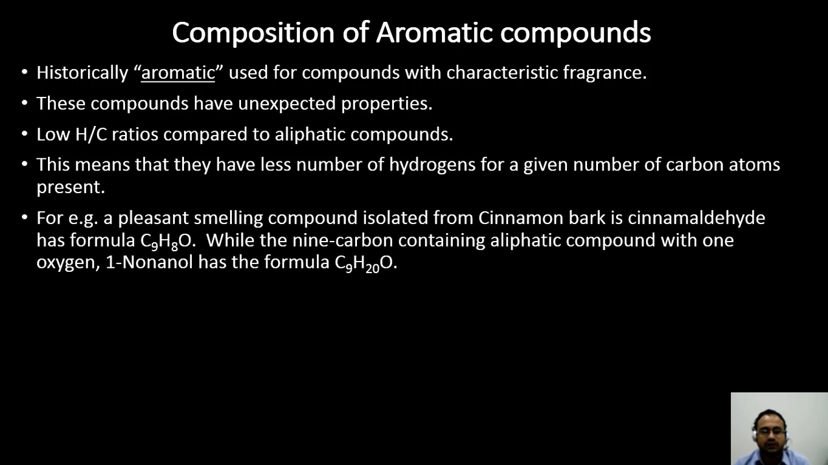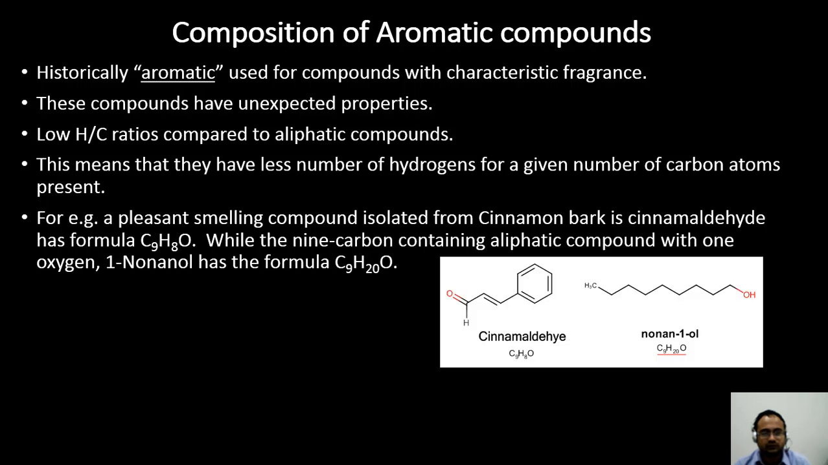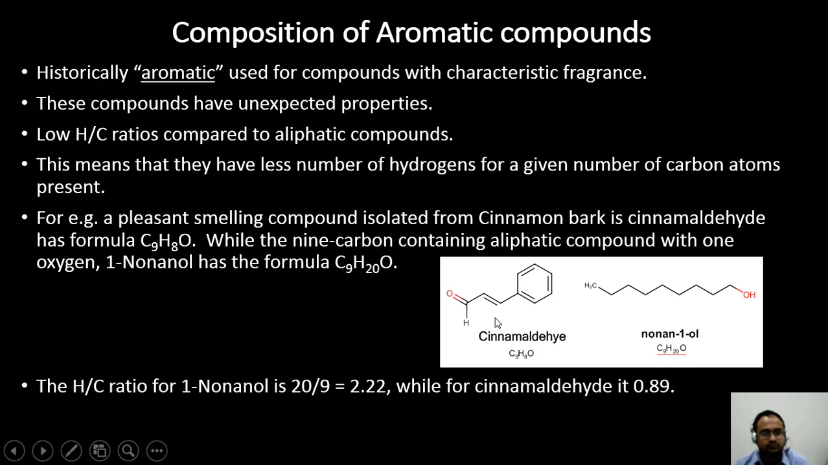For example, a pleasant smelling compound isolated from cinnamon bark known as cinnamaldehyde has a chemical formula C9H8O, while the 9 carbon containing aliphatic compound with one oxygen, that is C9H20O, has a higher percentage of hydrogen atoms. These are the structures that you can see, and if you calculate the H by C ratio for these, for 1-nonanol, the aliphatic compound, we have 20 hydrogens divided by 9 carbon atoms, you get 2.22, while for cinnamaldehyde, which has 8 hydrogens divided by 9 carbons, you will get 0.89.